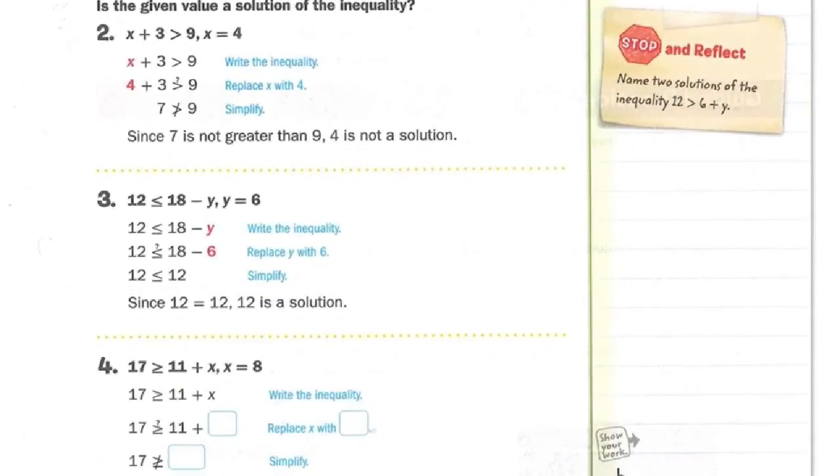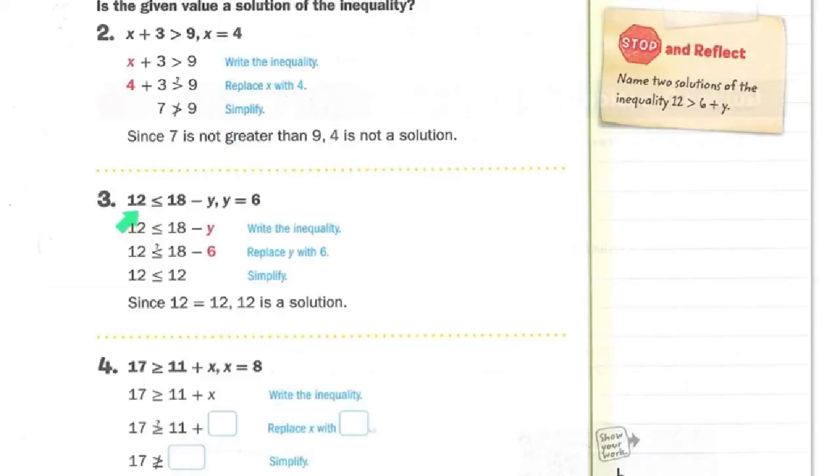Is the given value a solution of the inequality? So let's take a look. X plus 3 is greater than 9, and we say x is 4. If you put a 4 in here, does it make it true? 4 plus 3 is greater than 9. Well, 4 plus 3 is 7. 7 is not greater than 9, so that is not a solution.